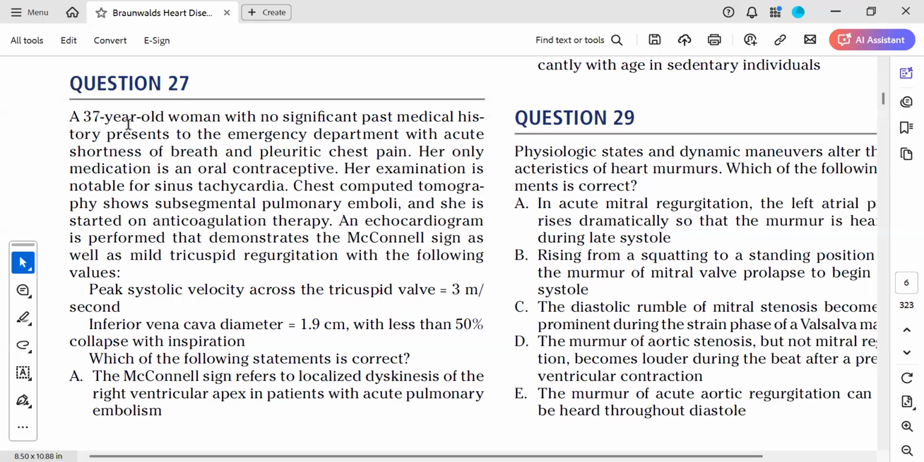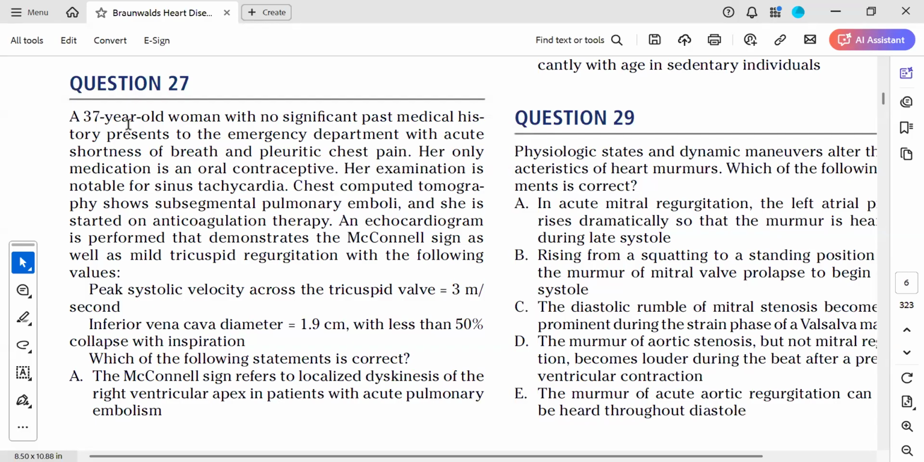An echocardiogram is performed that demonstrates McConnell's sign, as well as tricuspid regurgitation with the following values. The peak systolic velocity across the valve is 3 meters per second. The IVC diameter is 1.9 centimeters with less than 50% collapsibility with inspiration. Which of the following statements is correct?